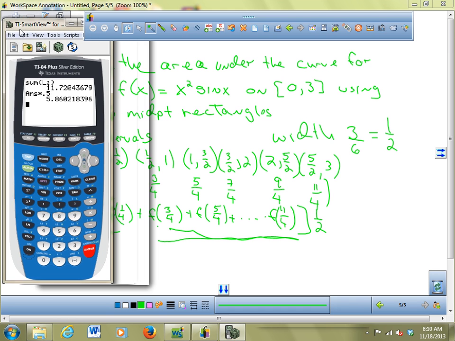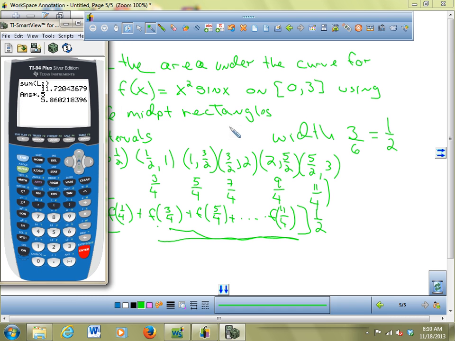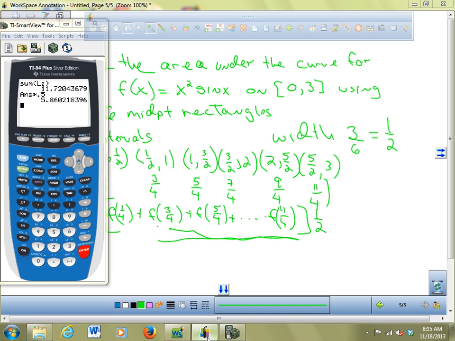So the sum using six midpoint rectangles is going to be 5.86. It's an approximation of the area. If you want to get a better approximation, I would use more rectangles, and more rectangles, and more rectangles. Yes, sir. Why do you multiply by 0.5?